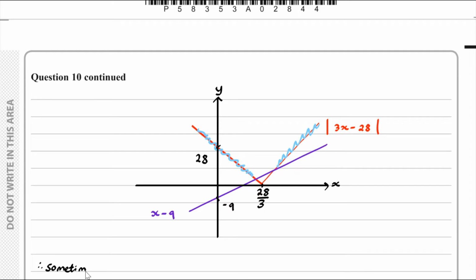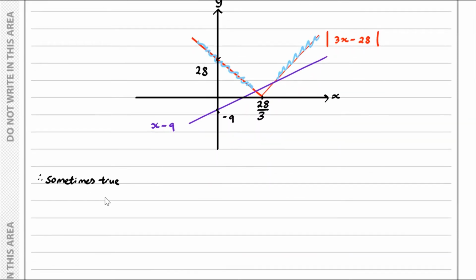So the result is sometimes true. And that makes sense because the result is not true in between the 9.25 and the 9.5. So let's just write that down.